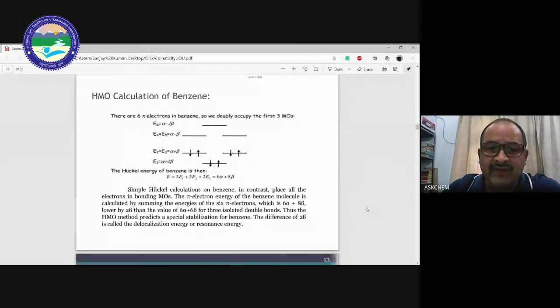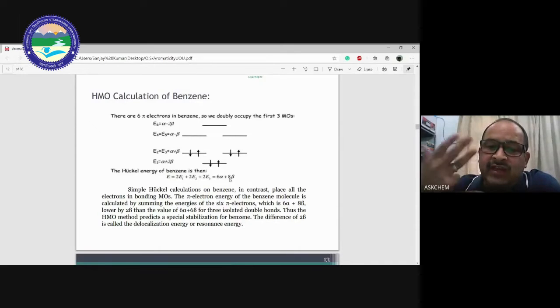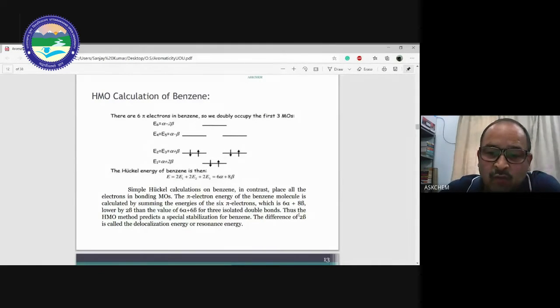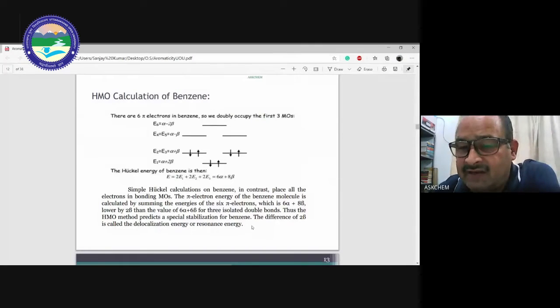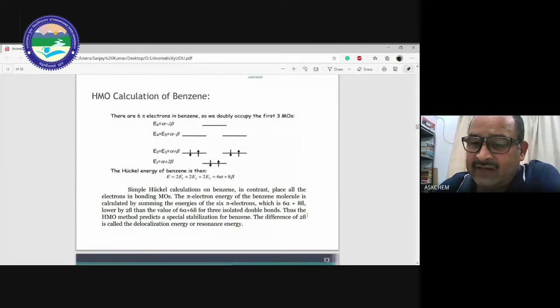Now, the HMO calculation, the same calculation for benzene, where we have 6 pi electrons: the alpha plus 2 beta orbital comprises 2 electrons, and the alpha plus beta orbital comprises 4 electrons. So together, the total Huckel energy of the benzene system is 6 alpha plus 8 beta. But if the Huckel energy of benzene is calculated in the classical way as only 3 ethene units, then it must give rise to 6 alpha plus 6 beta. So benzene is stabilized by 2 beta units. Thus, the HMO method predicts a special stabilization of benzene, and the difference of 2 beta is called the delocalization energy or the resonance energy. 2 beta is equal to 36 kilocalories per mole.